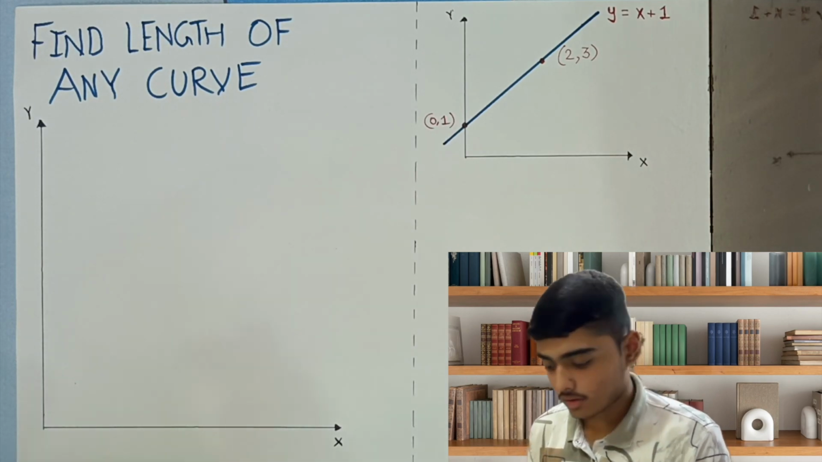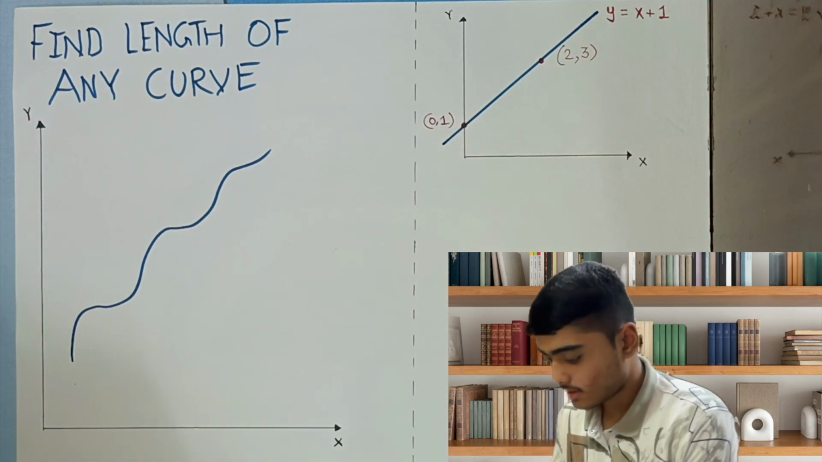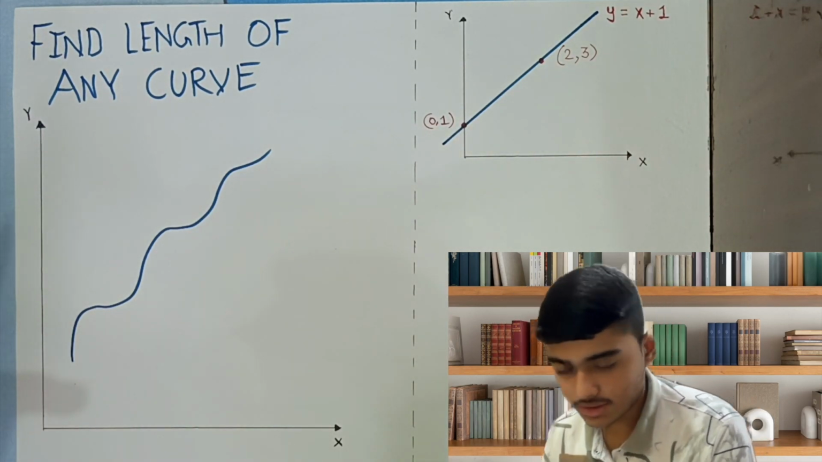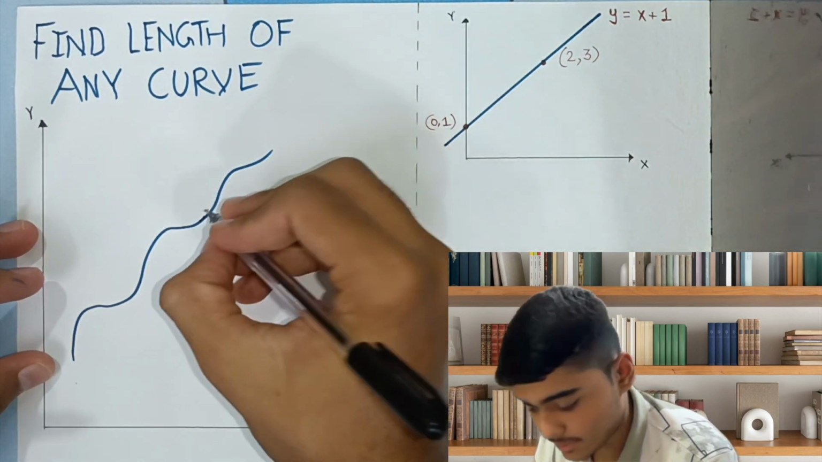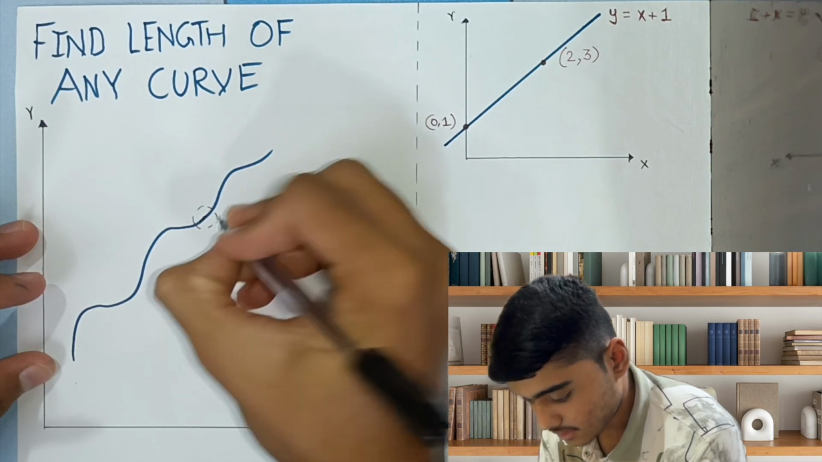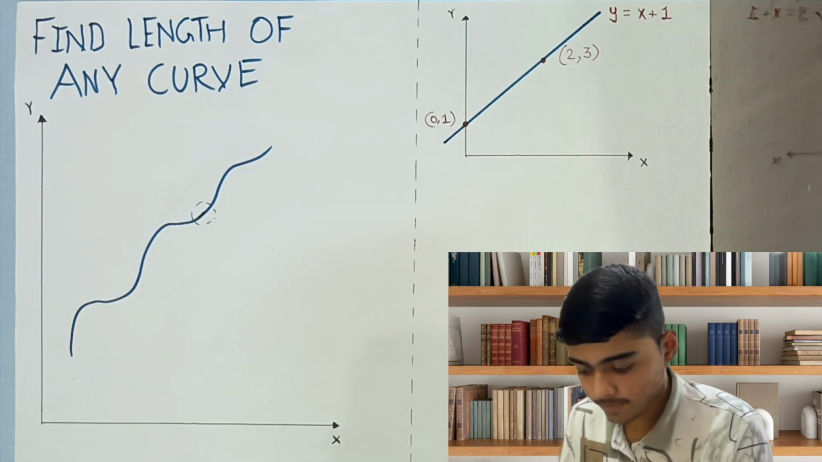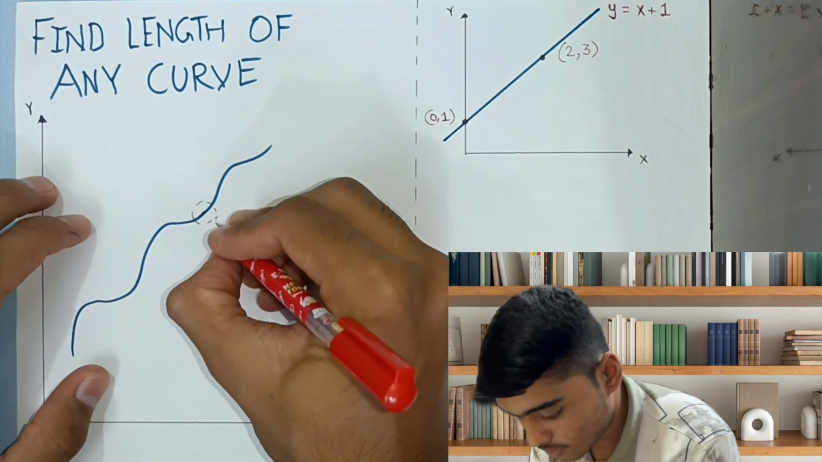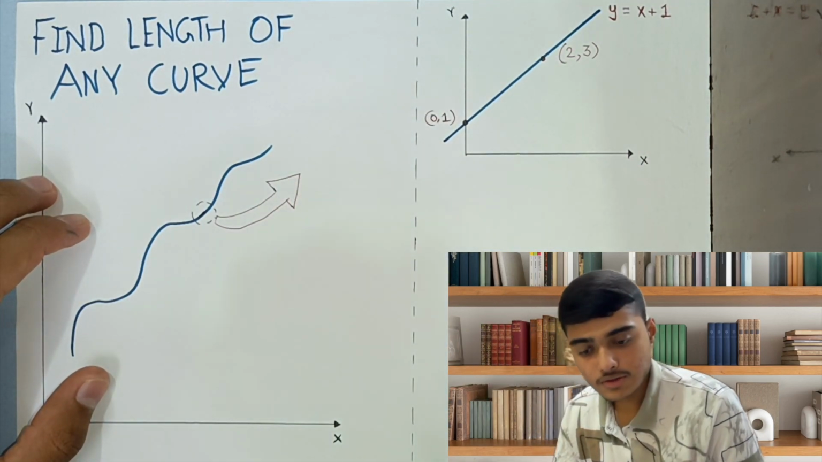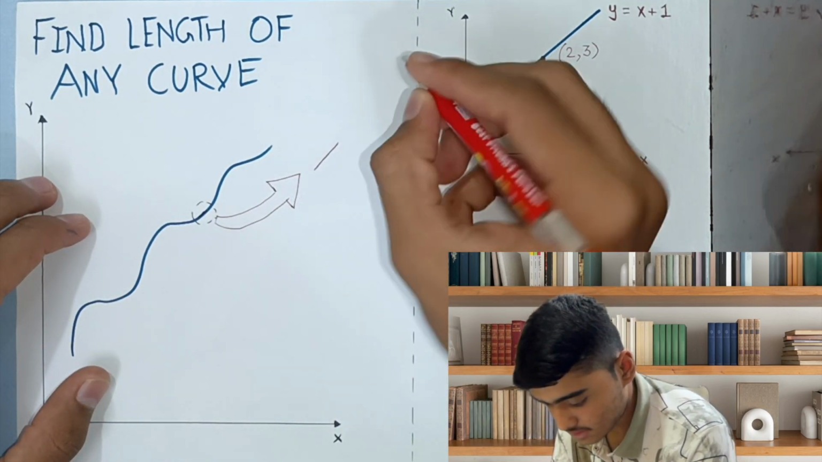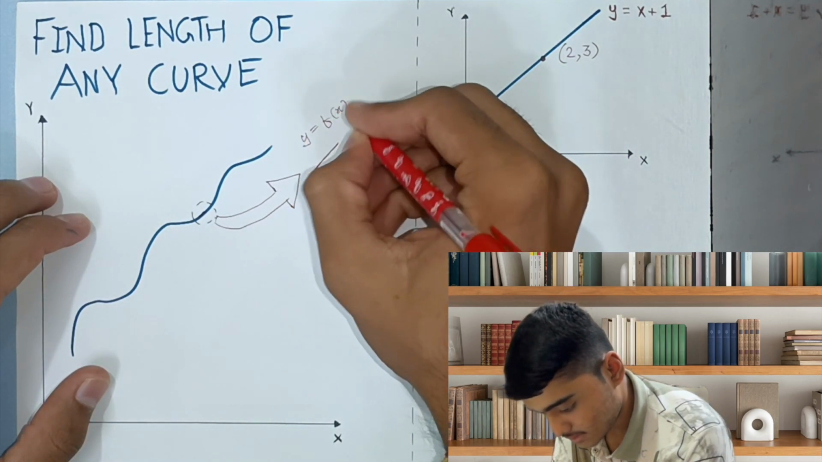Suppose I have a curve. So this is my curve. If I take a really small, infinitely small element from this, so this is my infinitely small element, and if you zoom it, so let us zoom it now. Zooming it will give you something like this. If I zoom it, I will get this one, the smaller element, and this is my curve y equal to f(x).